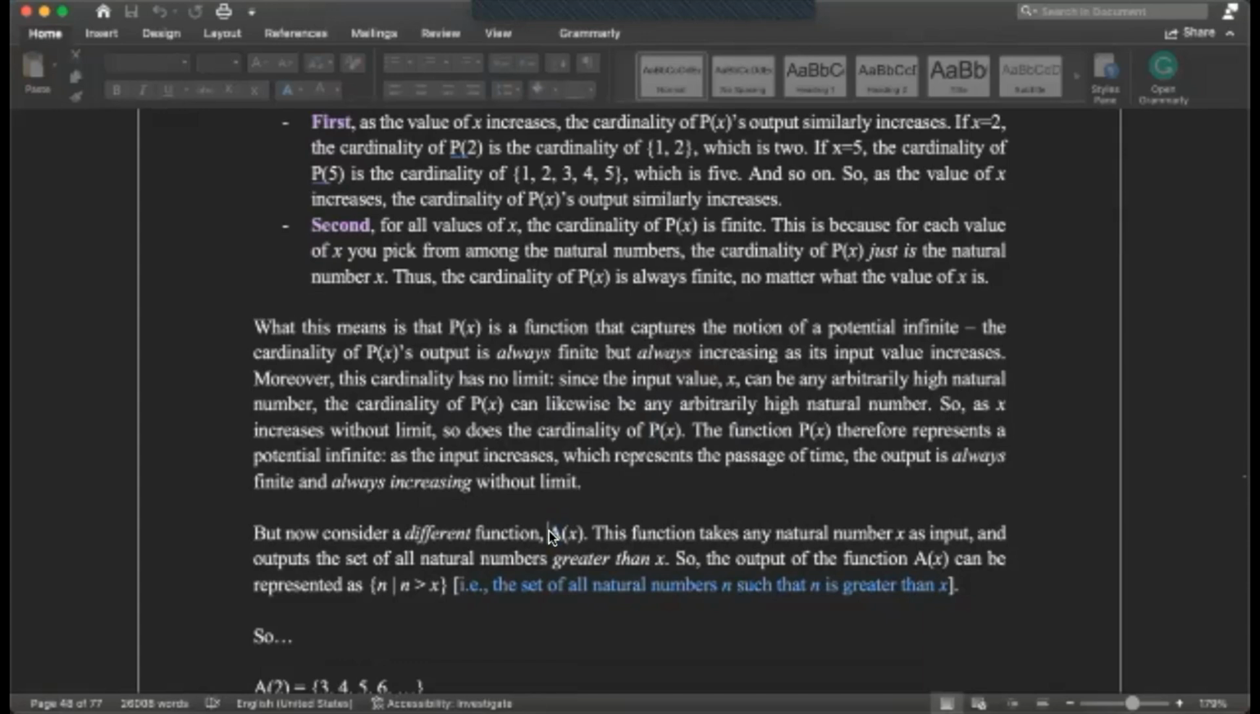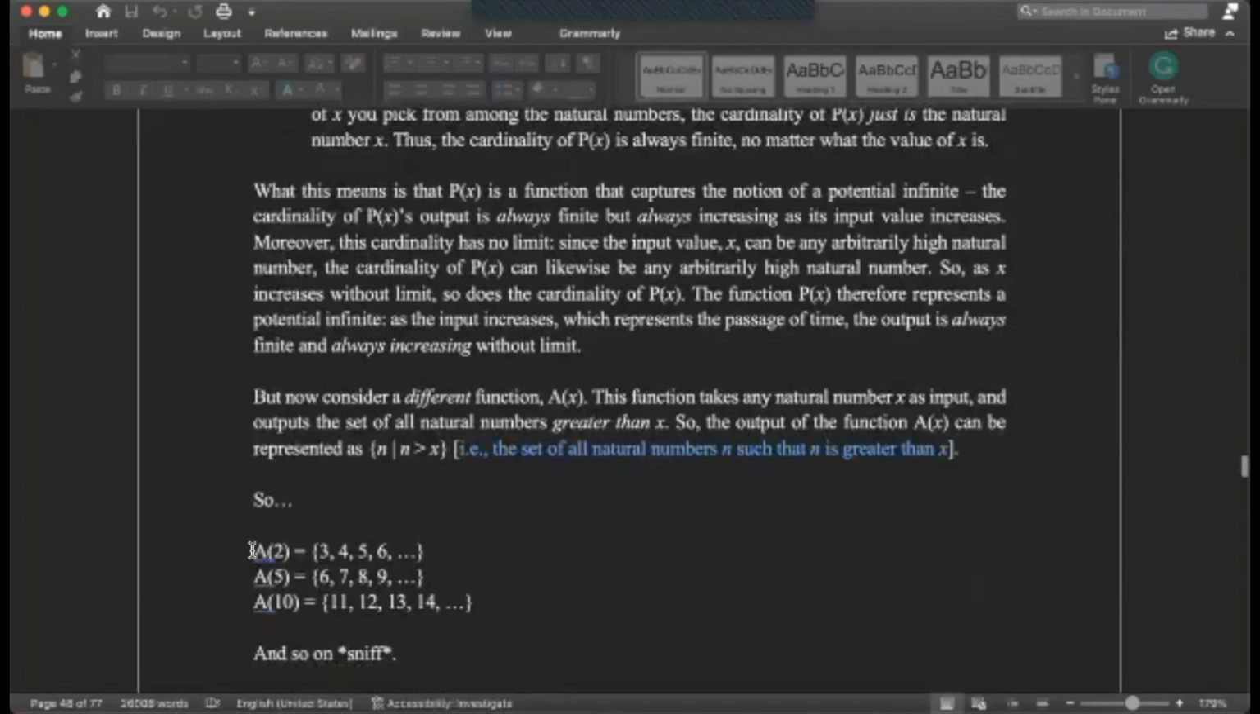Okay, so now consider a different function, A of x. This function takes any natural number x as input and outputs the set of all natural numbers greater than x, right? So whereas P of x outputted the set of all natural numbers less than or equal to x, the function A of x outputs the set of all natural numbers greater than x. So the output of the function A of x can be represented as the set of all natural numbers n, such that n is greater than x.